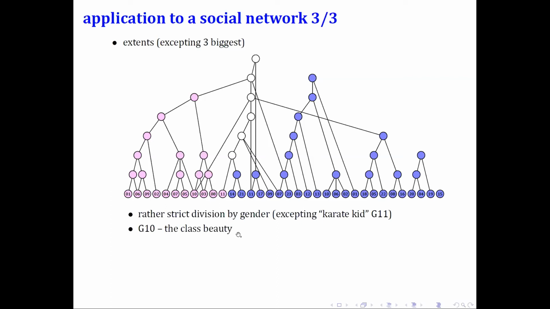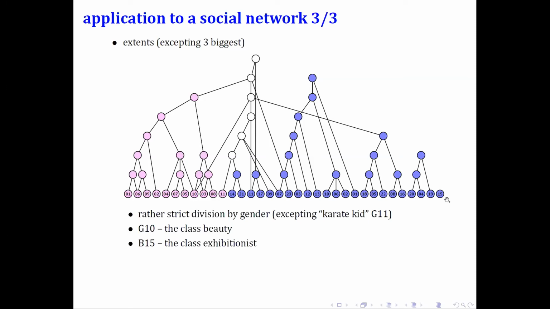The second observation, G10. For example, this is this point. We can see that this cluster contains more boys, or all boys, or almost all boys, and one girl, this G10. And by asking this expert, the class teacher, we learn that this is a class beauty. This is a girl who is very popular with almost all boys.